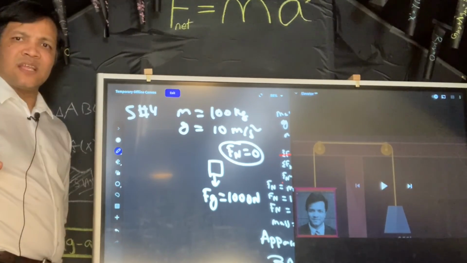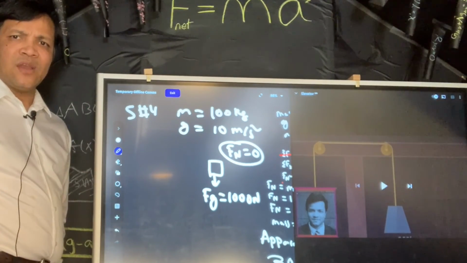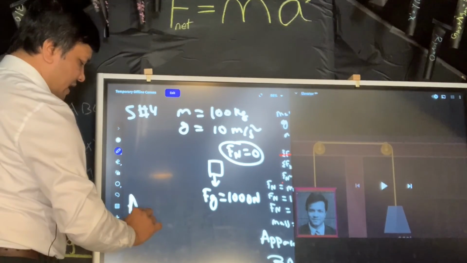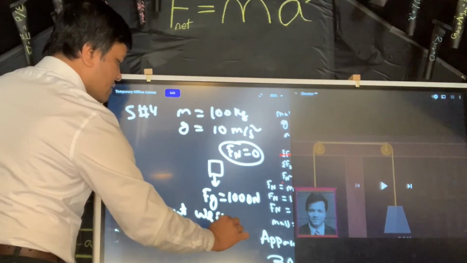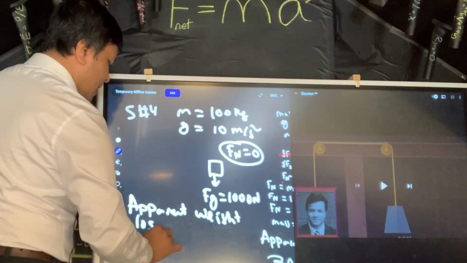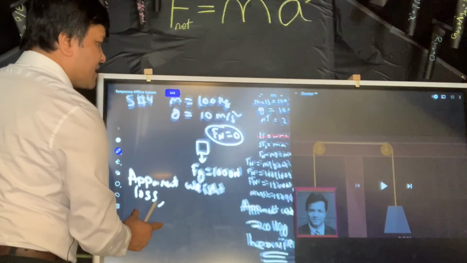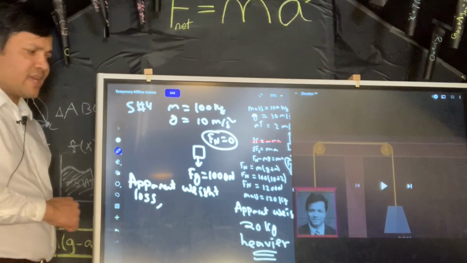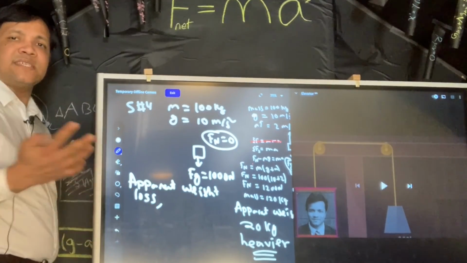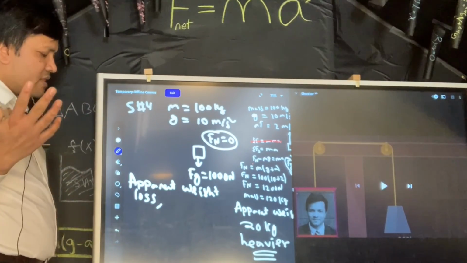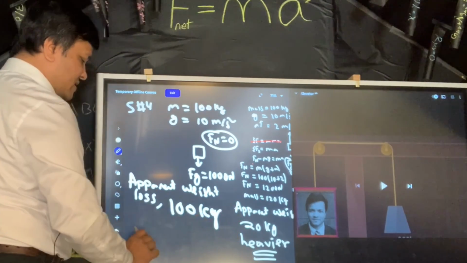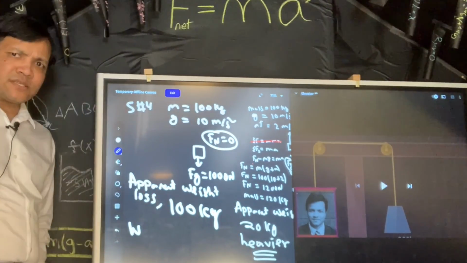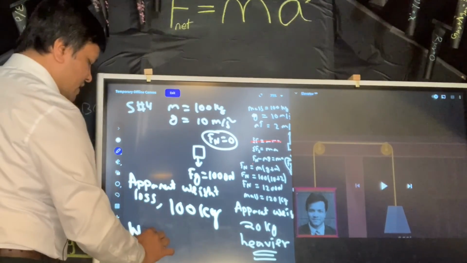What does that mean? That means the person will feel an apparent weight loss. If the scale reads 0 Newton, and the weight is 1000 Newton, the apparent weight loss is 100 kilogram. What is the consequence? The person will not feel lighter, the person will feel weightless.